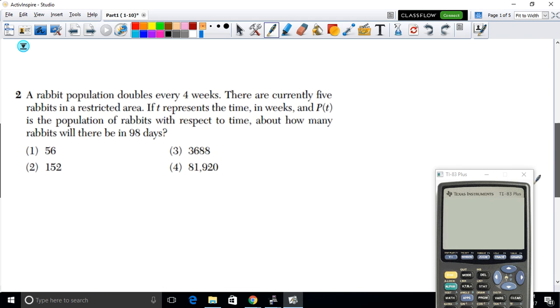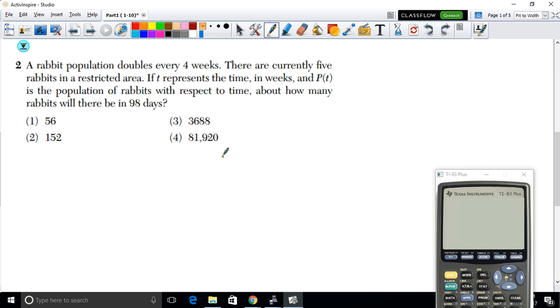Okay? Now, let's look at example 2 here. It's a word problem, so let's analyze it. It says a rabbit population doubles every 4 weeks. Now, we know that there are currently 5 rabbits in a restricted area. Here t represents the time in weeks, which is important, and p of t is the population of rabbits with respect to time. Now, the question is how many rabbits will there be in 98 days?